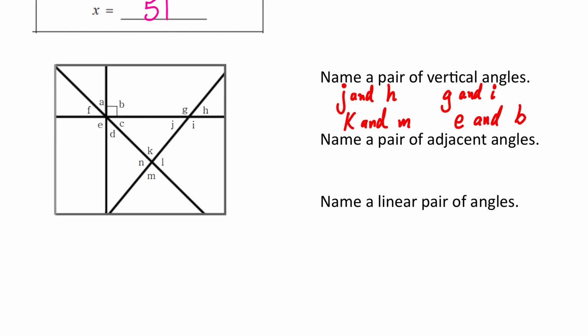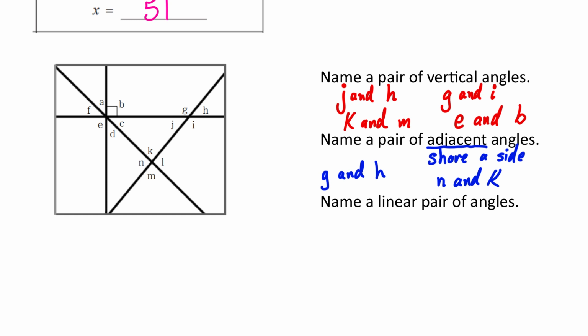Next one says name adjacent. So adjacent just means they share a side. Adjacent means they share a side, and they also share a vertex. So up here, like angle G and H, those are adjacent because they share this one side right here. N and K are adjacent. There's tons of them. G and H, H and I, I and J, J and G are adjacent. K and L, L and M, M and N, N and K are adjacent. Just as long as they share a side, they're adjacent.